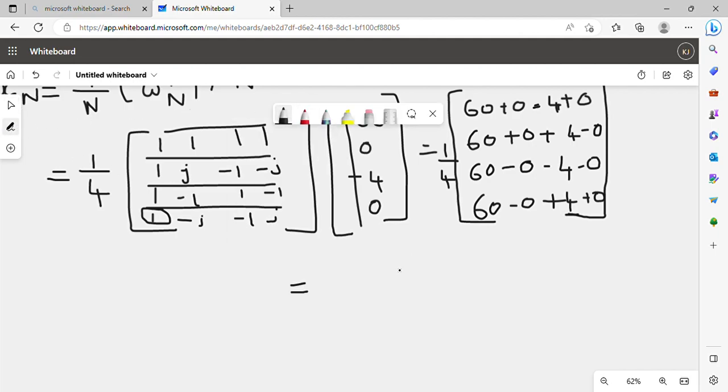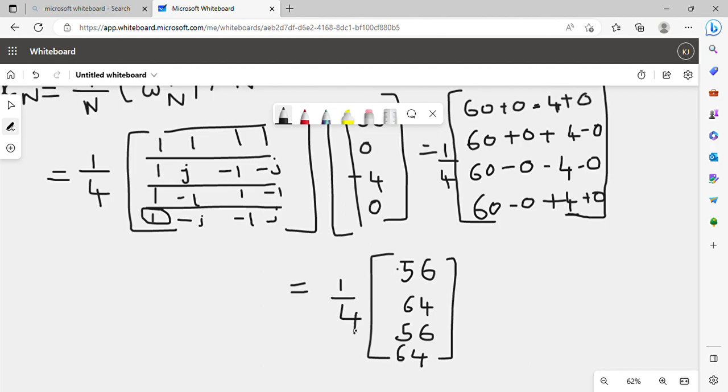So now 60 minus 4 is 56, right? 56 and 64. If you have 56, 64, 56, 64, and you divide by 1 by 4, what 4 is 56? Here it is 14, fours of 56, right? You know, right?